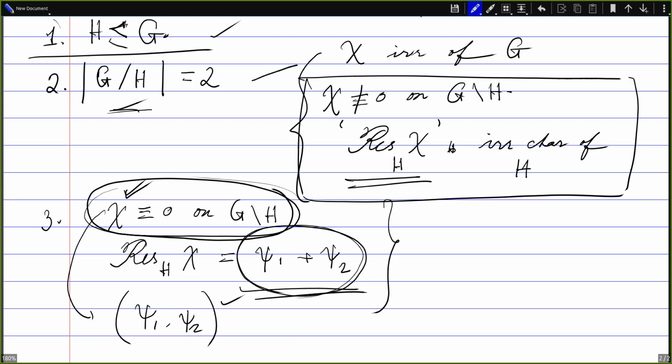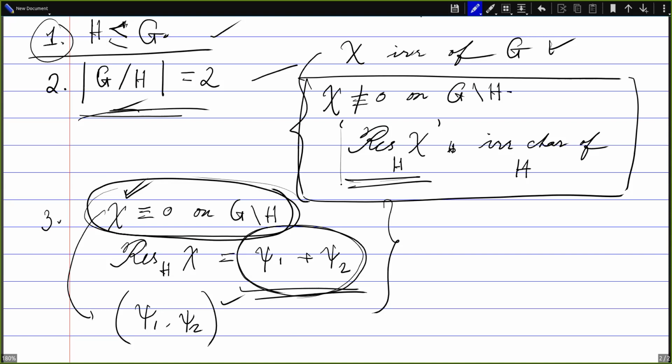So with this in mind, in this very special situation, when we start restricting the irreducible characters, we first divide them into two classes. In class 1, we have the characters which do not vanish identically outside H. So for this class of characters, once we restrict them, they are going to be irreducible characters of H, and they will be distinct. So distinct chi's will yield distinct irreducible characters of H.